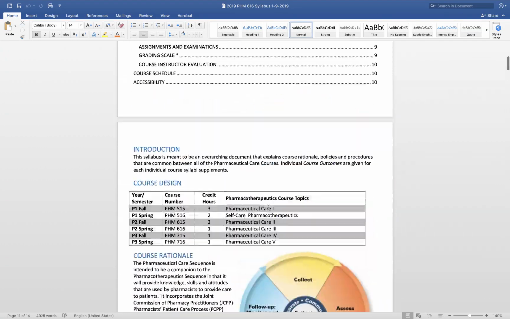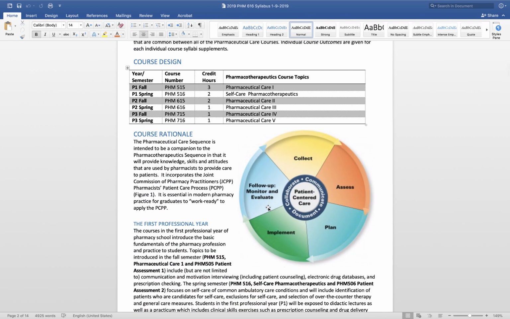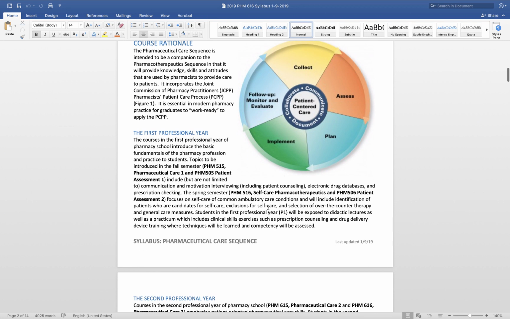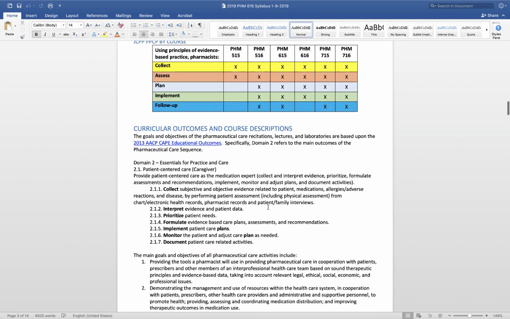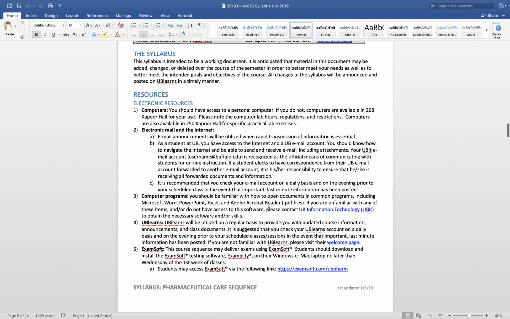So I'll go back up to the Omni syllabus and review some of the things that I think are important. We are going to be touching on all the different parts of the pharmacist patient care process. So we're going to be learning about collecting, assessing, planning, implementing that plan, and following up on what we've decided, mostly for inpatient hospitalized patients. So collecting information about medications, determining what to do as part of their inpatient plan as we assess them, implementing that plan, and then following up either in the hospital or as they leave the hospital. So we'll be touching on all the different parts of that, as well as a number of different curricular outcomes which are listed there.